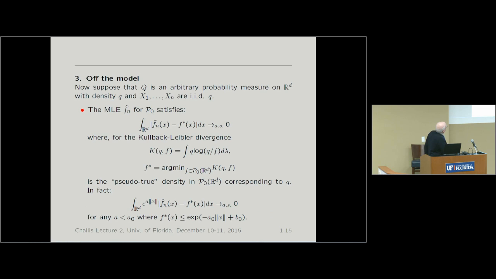Off the model. Well, now suppose Q is an arbitrary probability measure on R^d with density q, and these are iid Q. Now, I'm not assuming that Q is log-concave or s-concave, but let's think about the MLE for log-concave. Well, what happens is that it is L1 consistent for a density f-star, which is the Kullback-Leibler closest density to the true Q. So we actually do converge to a pseudo-true thing, f-star, and that pseudo-true density is the closest thing in the log-concave class to Q, which is outside, in the Kullback-Leibler sense. And this makes sense from what we know about parametric models. This is what typically happens for parametric maximum likelihood if you really do maximize the likelihood under misspecification.